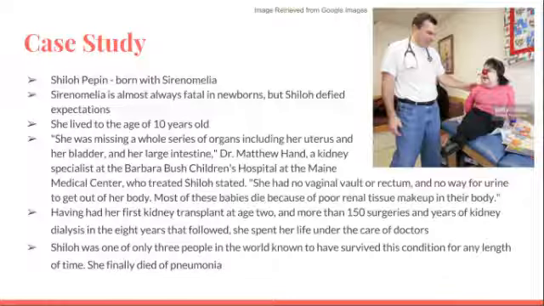Most of these babies died because of poor renal tissue makeup in their body. Having her first kidney transplant at age 2 and more than 150 surgeries and years of kidney dialysis in the 8 years that followed, she spent her life under the care of doctors. Shiloh was one of only 3 people in the world known to have survived this condition for any length of time. She died of pneumonia.